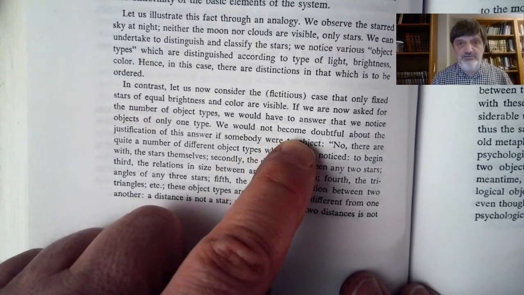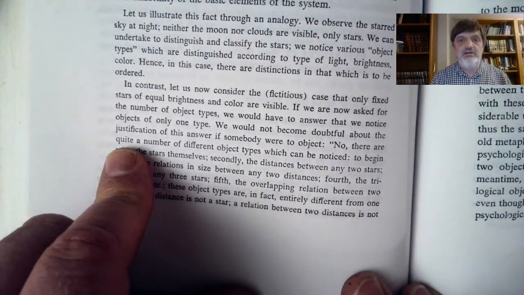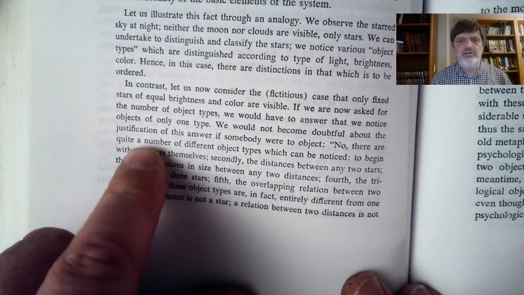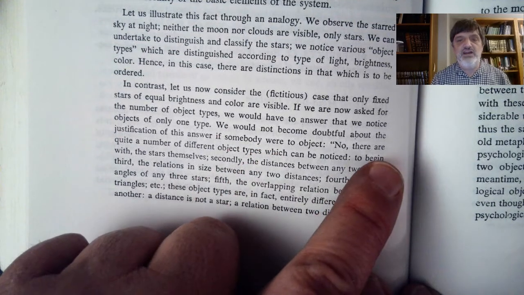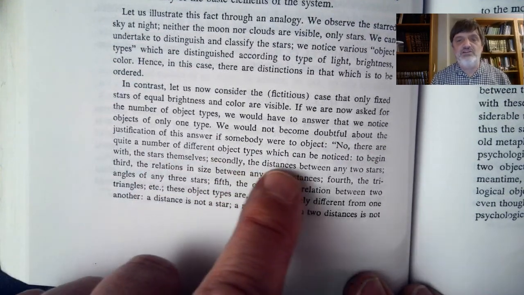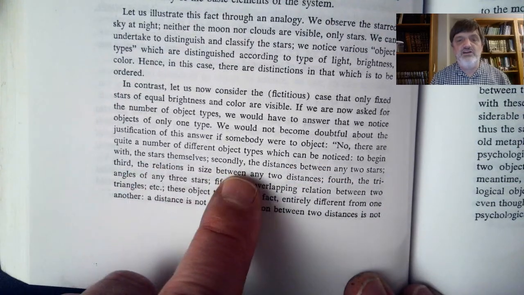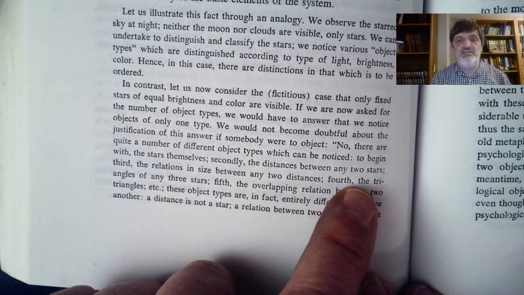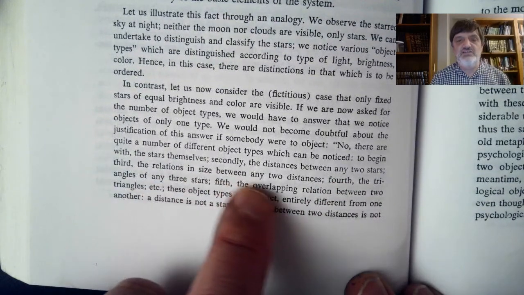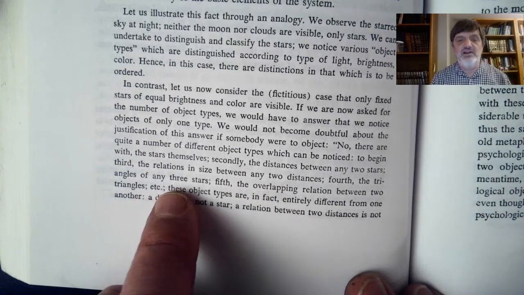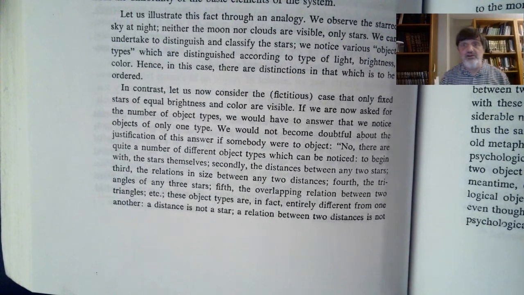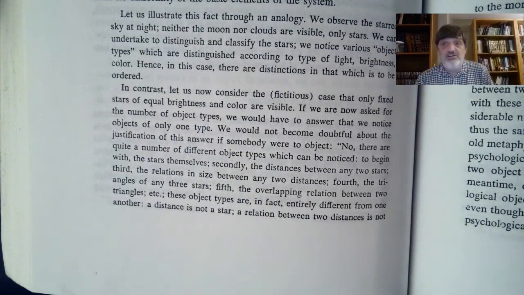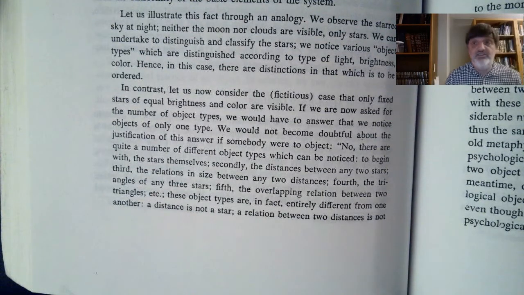We would not become doubtful about the justification of this answer if someone were to object, "No, there are quite a number of different object types that can be noticed." To begin with, the stars themselves. Secondly, the distances between any two stars. Third, the relations in size between any two distances. Fourth, the triangles of any three stars, and so on and so forth. The constellations, whatever, right? We would say, no, there's only one kind of object there, stars. And then there's different things you can say about them of varying levels of complexity.